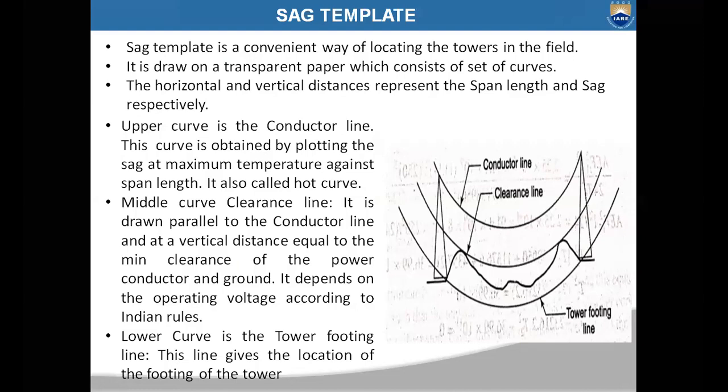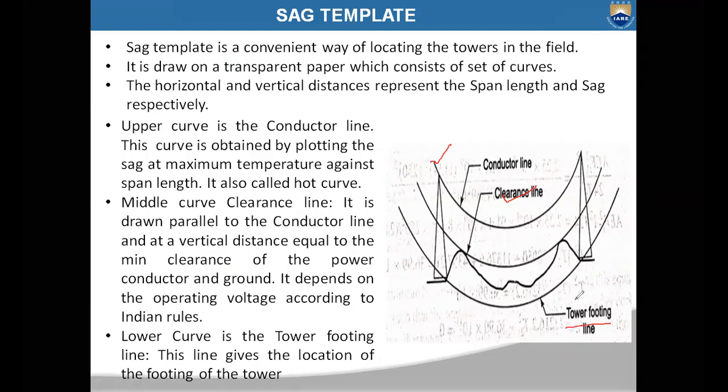That minimum clearance of the power conductor and ground will be obtained from the operating voltage, which is given by the Indian Electricity Rules. So now you have drawn the two curves, first the conductor curve and then the clearance curve. After drawing the two curves, you have to draw the last curve, which is the tower footing line curve.